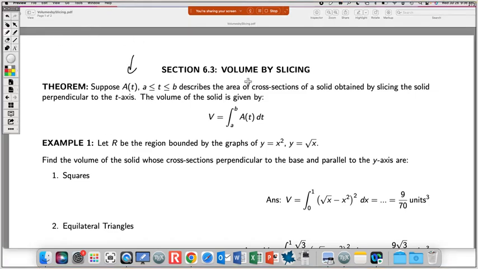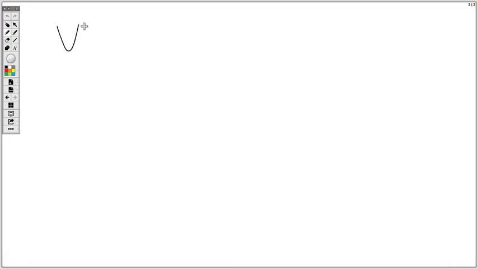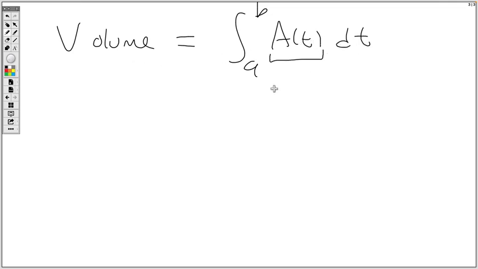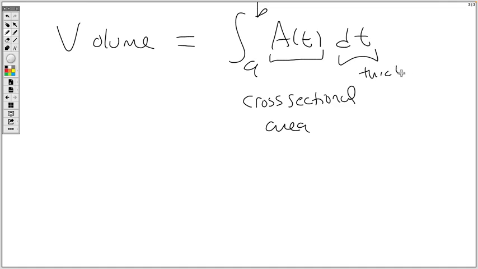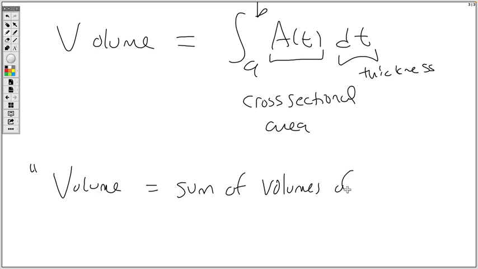If A of t represents the area of cross sections of a solid obtained by slicing the solid perpendicular to the t-axis, the volume of the solid given is this. So essentially we're looking at the volume here. If I look at this sort of at the level of units, as the integral from a to b of A(t) dt, so volume, we're looking at cross-sectional area times thickness. And so if you take area times thickness, that gives you a volume, and then we're adding up the volume of all these slices. So basically volume is equal to the sum of the volumes of the slices. So does that principle make sense? So just like area was something you could chop up and add, volume is something that you can chop up and add.